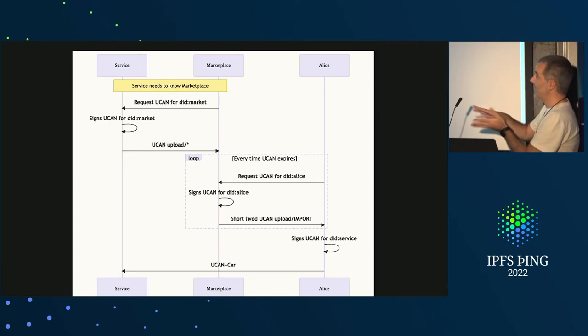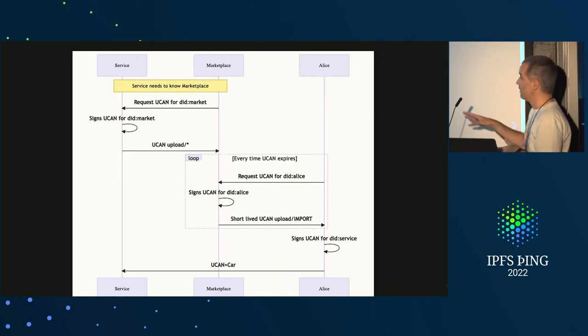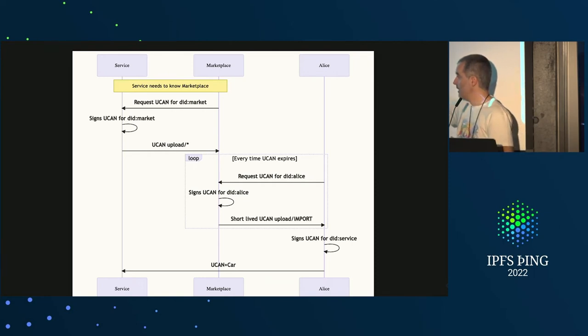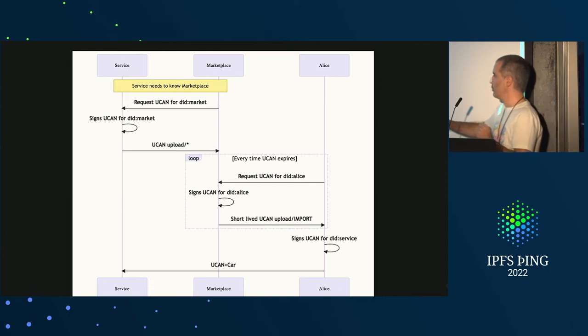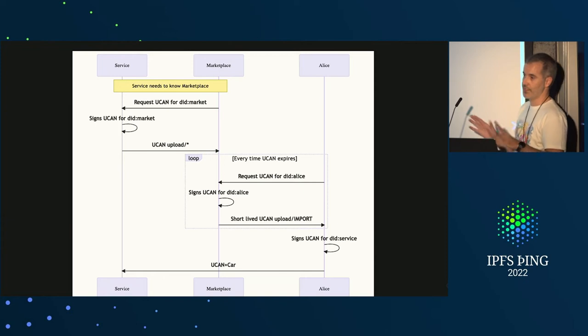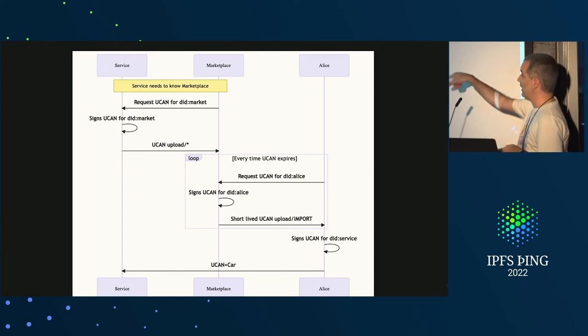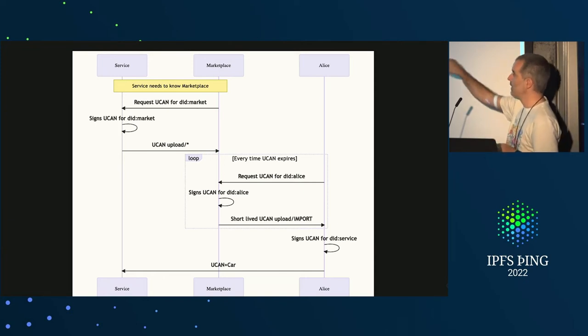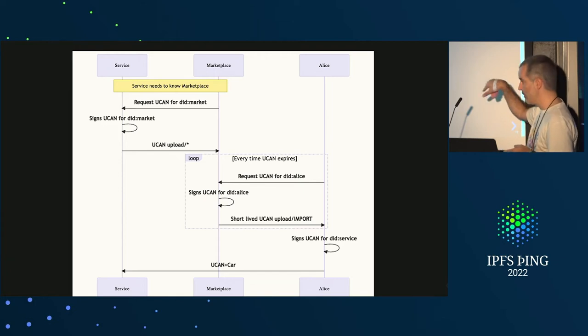So now they can delegate to their own users, and they can delegate short-lived UCANs for browser sessions, and they can attenuate the capability instead of the wildcard. They can just say, okay, for 20 minutes, Alice can do one upload, and that's it. And if it expires, they can do the loop and ask for a new UCAN and move on.